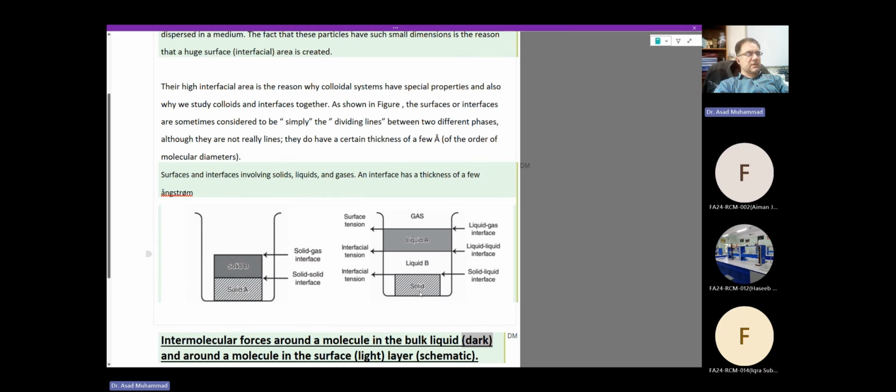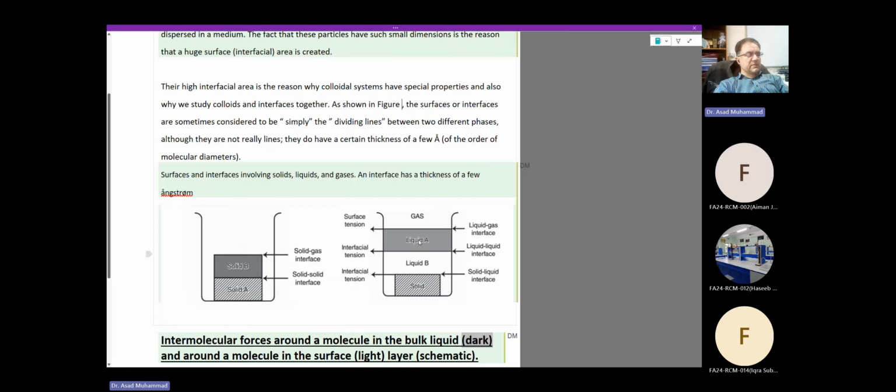Now, what we see is that the solid is in contact with liquid B, and liquid B is in contact with liquid A, and liquid A is in contact with gas. Liquid A is in contact with gas, therefore this interface between liquid A and the gas is called the surface. And since this is a surface, the phenomenon relevant to it will be surface tension.